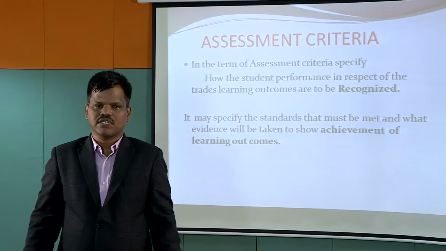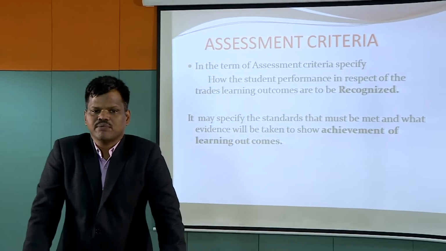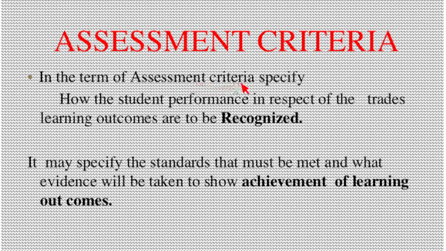Now we are going to discuss the assessment criteria. Assessment criteria means what? In terms of assessment criteria, it specifies how the student performance in respect of the learning outcomes is to be recognized. Second, it may be specific to the standard that must be met and what evidence will be taken to show the achievement of learning outcomes. So first, the conditions: the learning outcome must be recognized, and the achievement of learning outcomes must be shown. That is the main thing.